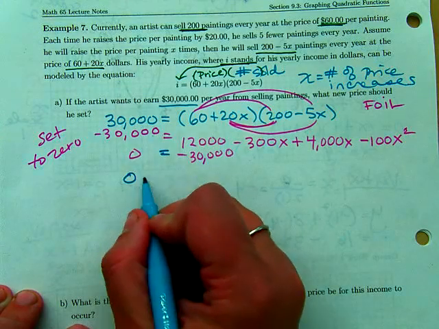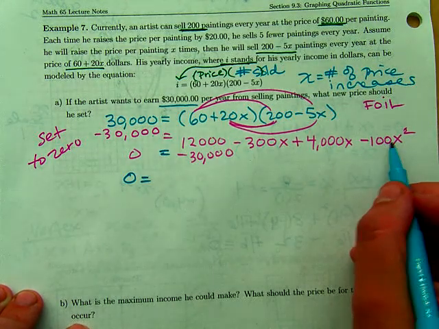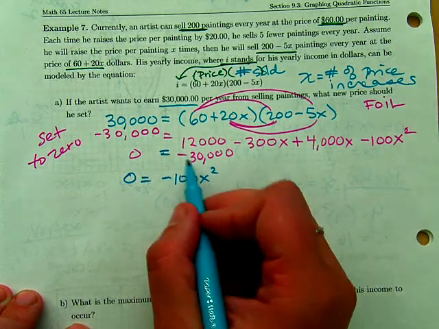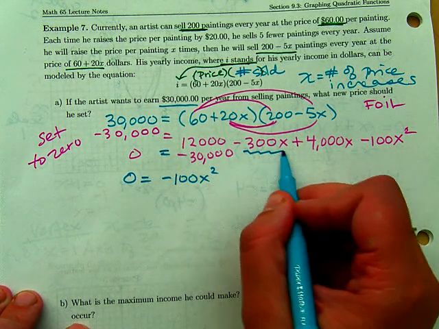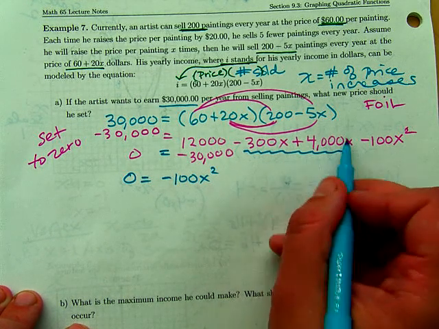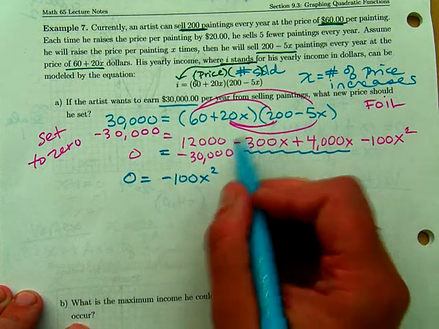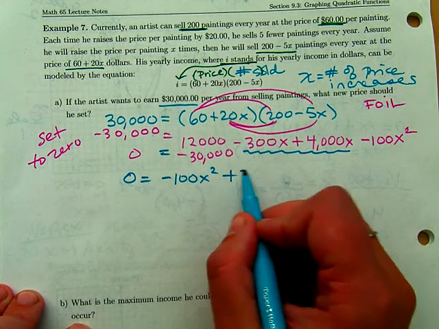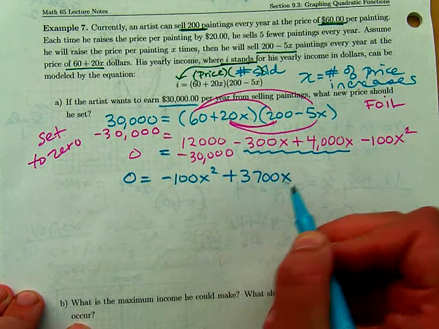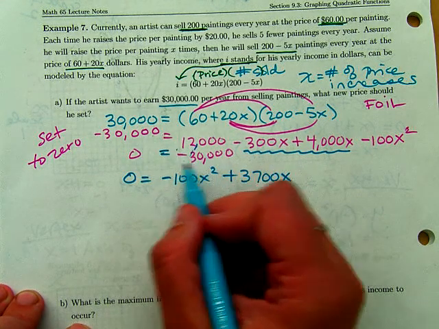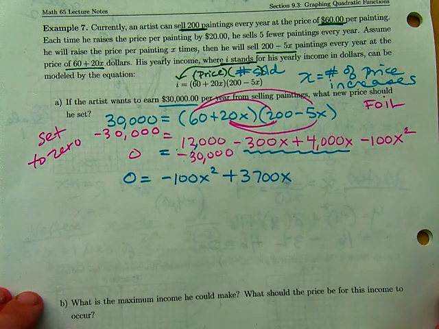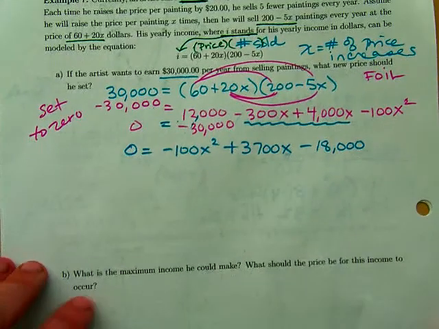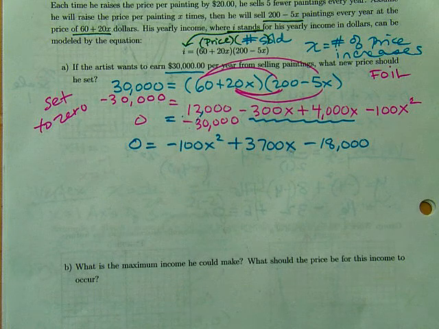So we have 0 equals, and we'll put it in standard form. So I'm going to bring the negative 100x squared over here. We're going to combine like terms. What do you get here? We have 4,000x, and you owe 300x. So positive 3,700x. And then what is 12,000 minus 30,000? Negative 18,000. Okay. So what would you want to do next?